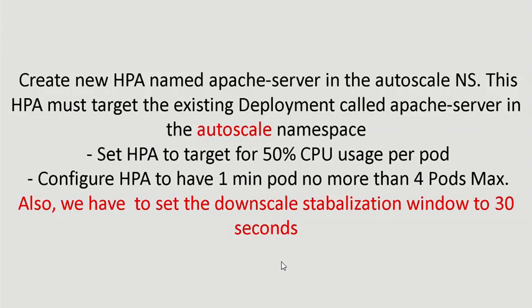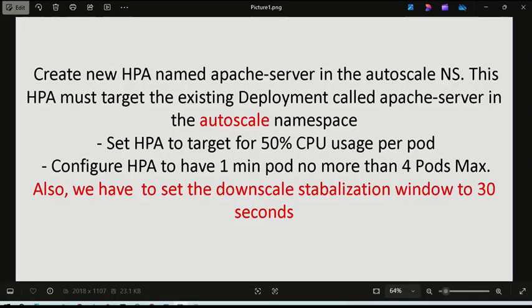One minimum pod, no more than 4 maximum pods. So we have to set the maximum pods as 4, and also we have to set the downscale stabilization window to 30 seconds. We have to configure everything, so we'll be configuring that. So let's solve this question, the first question which came in my CKA exam. Let's try solving the question now.